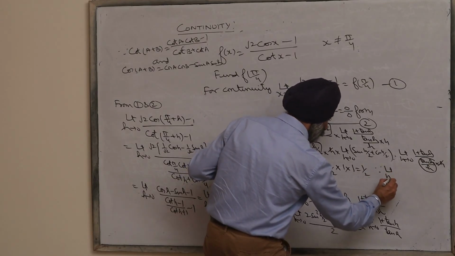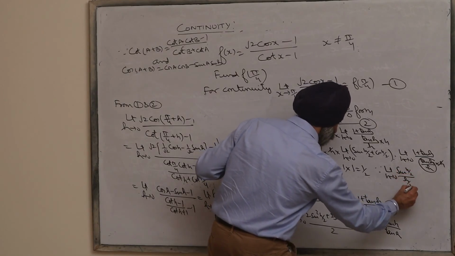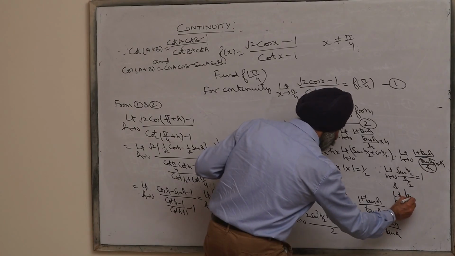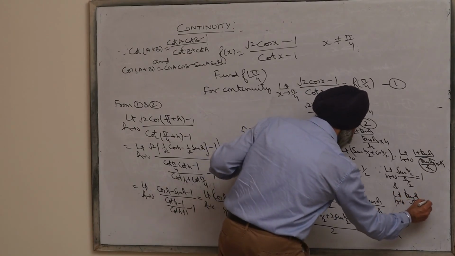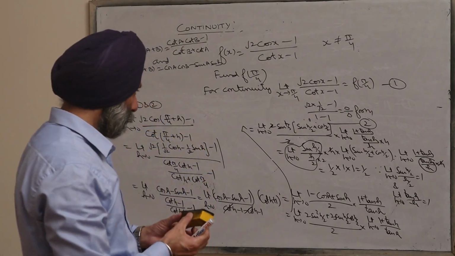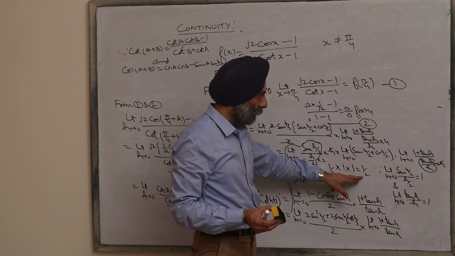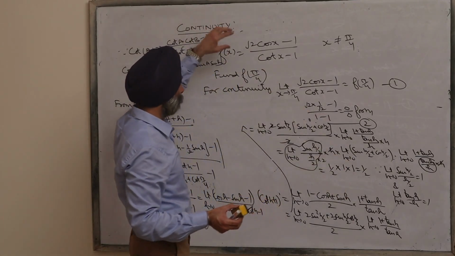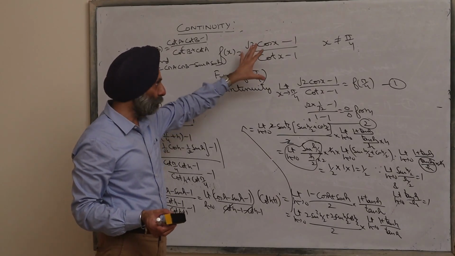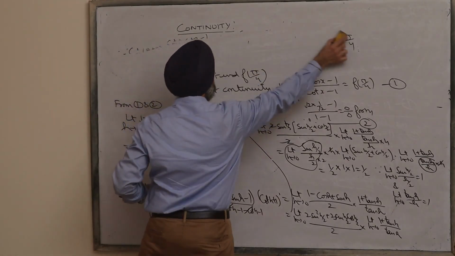Because limit h approaches 0 of sine h by 2 upon h by 2 is equal to 1, and limit h approaches 0 of tan h over h is also equal to 1. I'm sorry, because of the constraint in the space, that is half here. So this way we have been able to find the value of the function at pi by 4, which will make this function continuous at x equal to pi by 4.